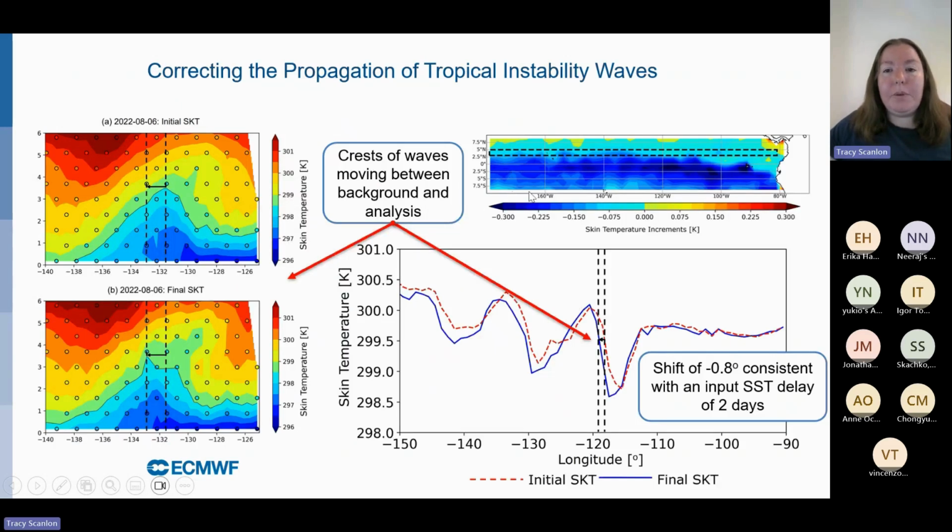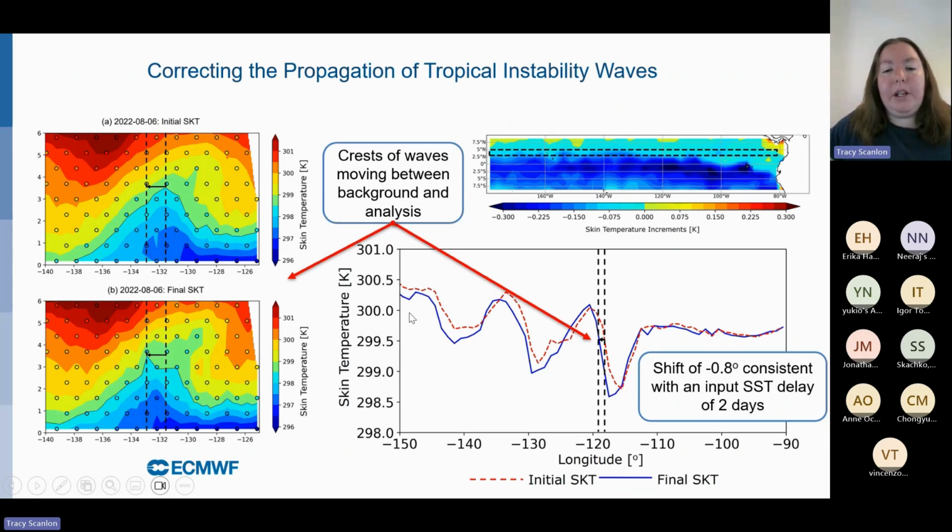So focusing a little more on this tropical instability wave, just showing an example of this here to remind us. What we're seeing is in our background skin temperature, we have this wave, and here in our final skin temperature, we're seeing that it's starting to move across. So this is just an instantaneous example for one day.